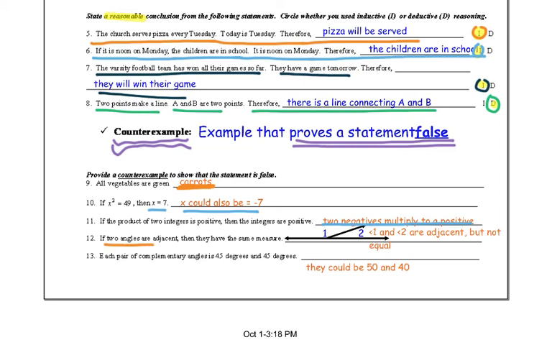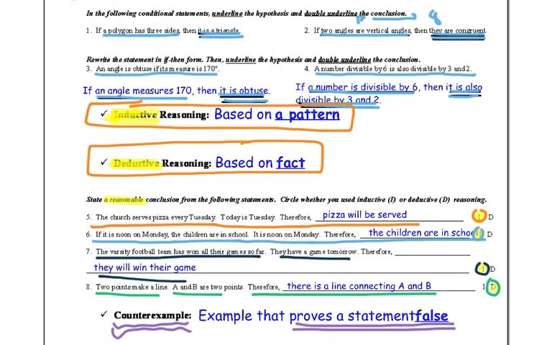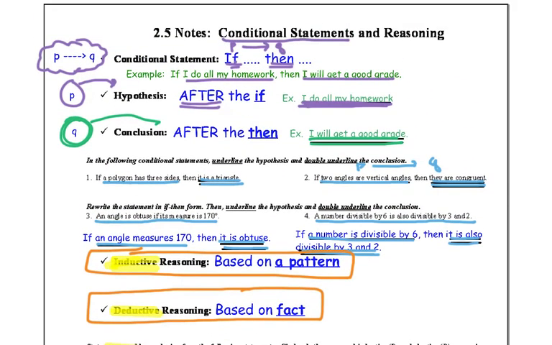Couple more. If two angles are next to each other, do they have to have the same measure? No, and I just drew a picture. Two angles are next to each other, but they don't have the same measure. That's not always true. If two angles are complementary, if they add up to 90, do they have to be 45 and 45? They could be, right? 45 plus 45 is 90, but they could also be 50 and 40. So a counterexample is just an example that proves a statement false. So we had counterexample, inductive and deductive, conditional statements, hypothesis, and conclusion.